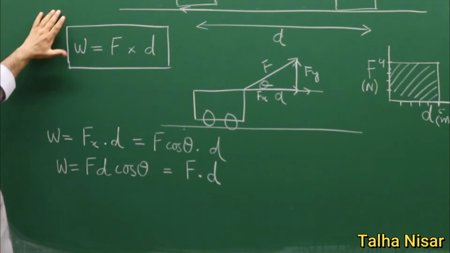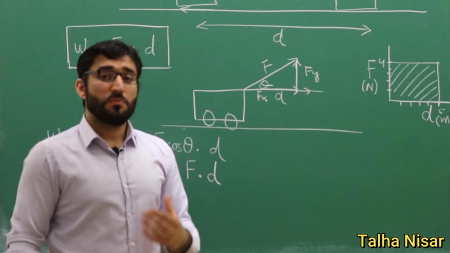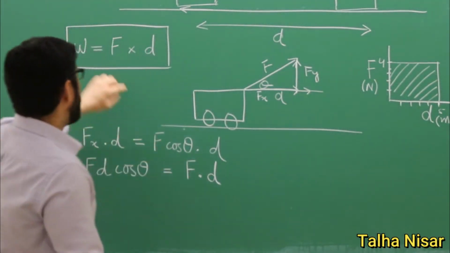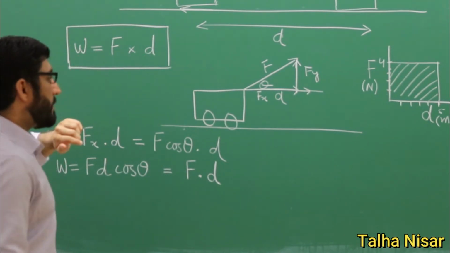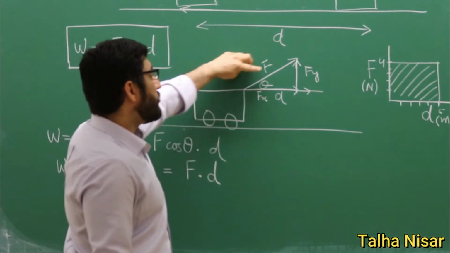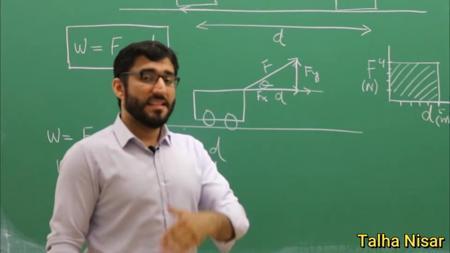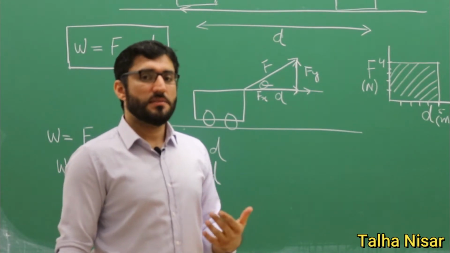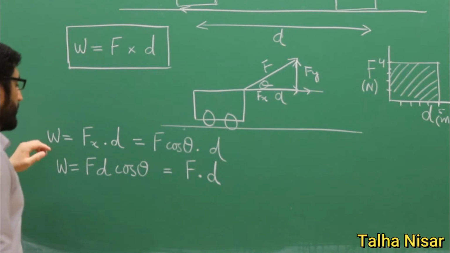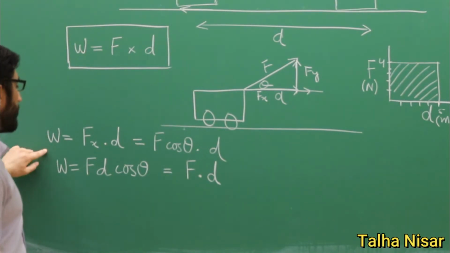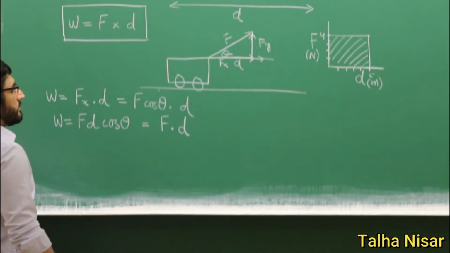Here in this case we had the force and the displacement in the same direction, so we just had to write the force multiplied by the displacement. But whenever the force and the displacement are not in the same direction, and there is an angle between them, then we use the concept of the dot product, and we use F cos of theta, the effective component.